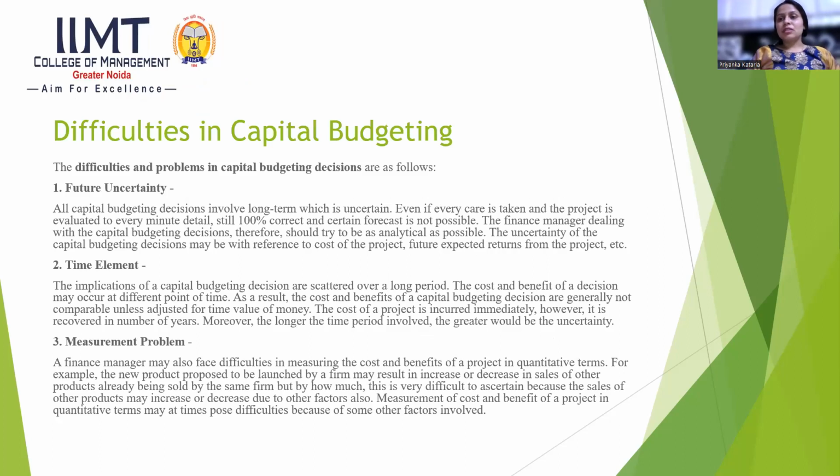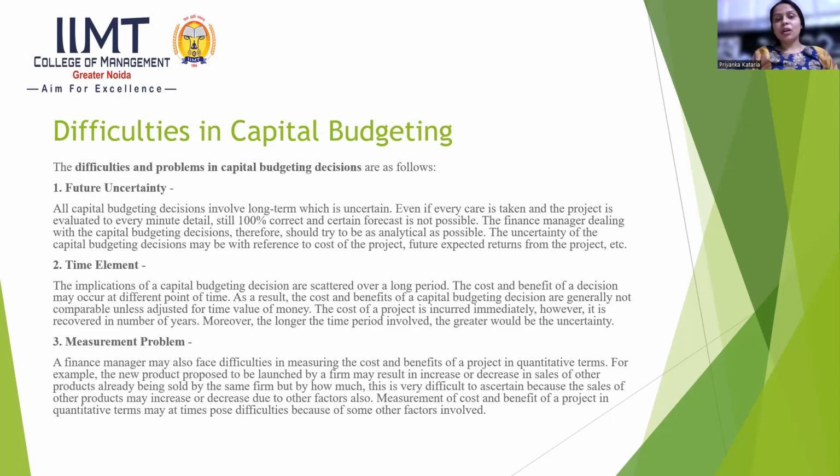Then after the process, what are the difficulties in capital budgeting? So there are various difficulties or problems in capital budgeting, which are as follows. First is future uncertainty, as capital budgeting decisions involve the long term, which is uncertain. Totally, the future is uncertain. Second is the time element. As capital budgeting decisions are scattered over a long period, the cost and benefit of a decision may occur at different points of time.